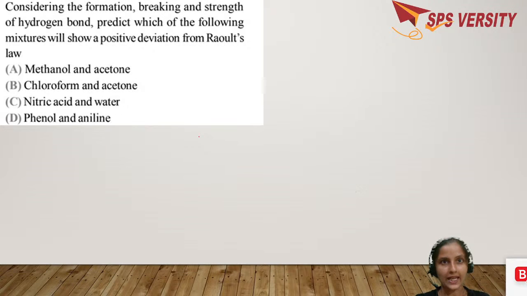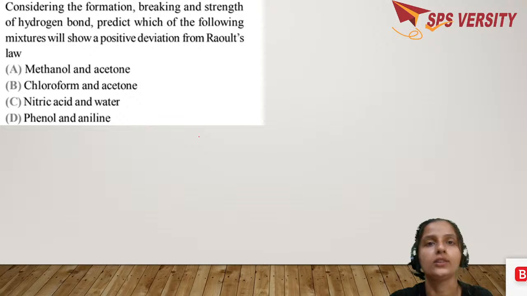Considering the formation of bonds and the strength of the hydrogen bond, predict which of the following mixtures will show a positive deviation from Raoult's law. Methanol and acetone, chloroform and acetone, nitric acid and water, phenol and aniline. So what do you think the answer is?